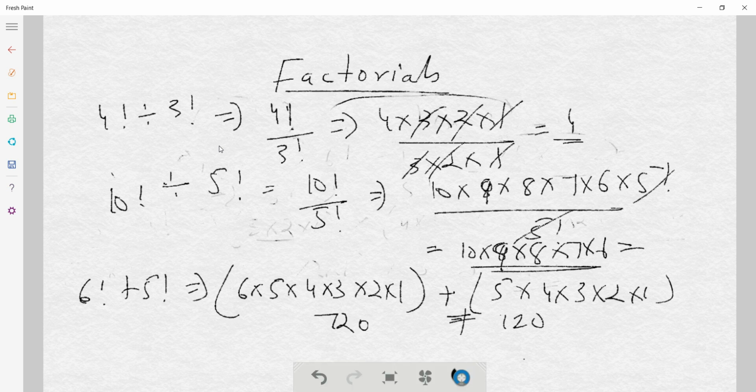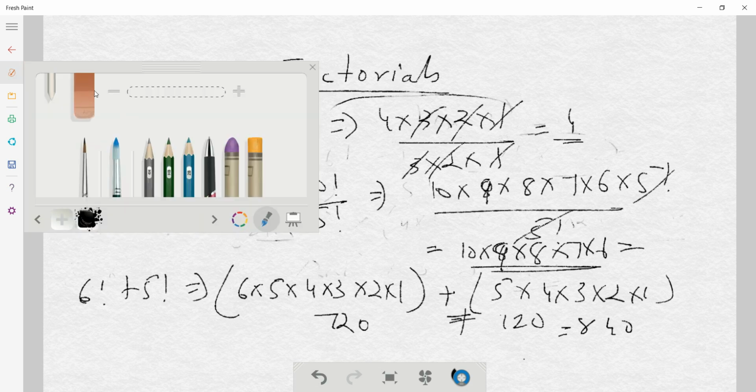It will become 840, right? So this is how you can add 2 factorials. You can divide 2 factorials, multiply 2 factorials, then we can even subtract 2 factorials, right? So we're gonna do subtraction of factorials now. Let me clear this off first, then we can deal with that.